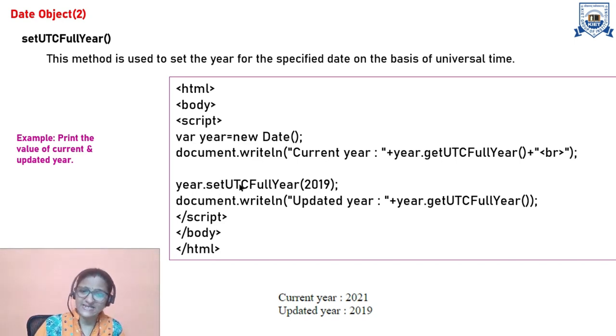Now after setting, after changing, we can again retrieve it with the help of the get method. So getUTCFullYear, it will display the updated year 2019 because we have updated to 2019.